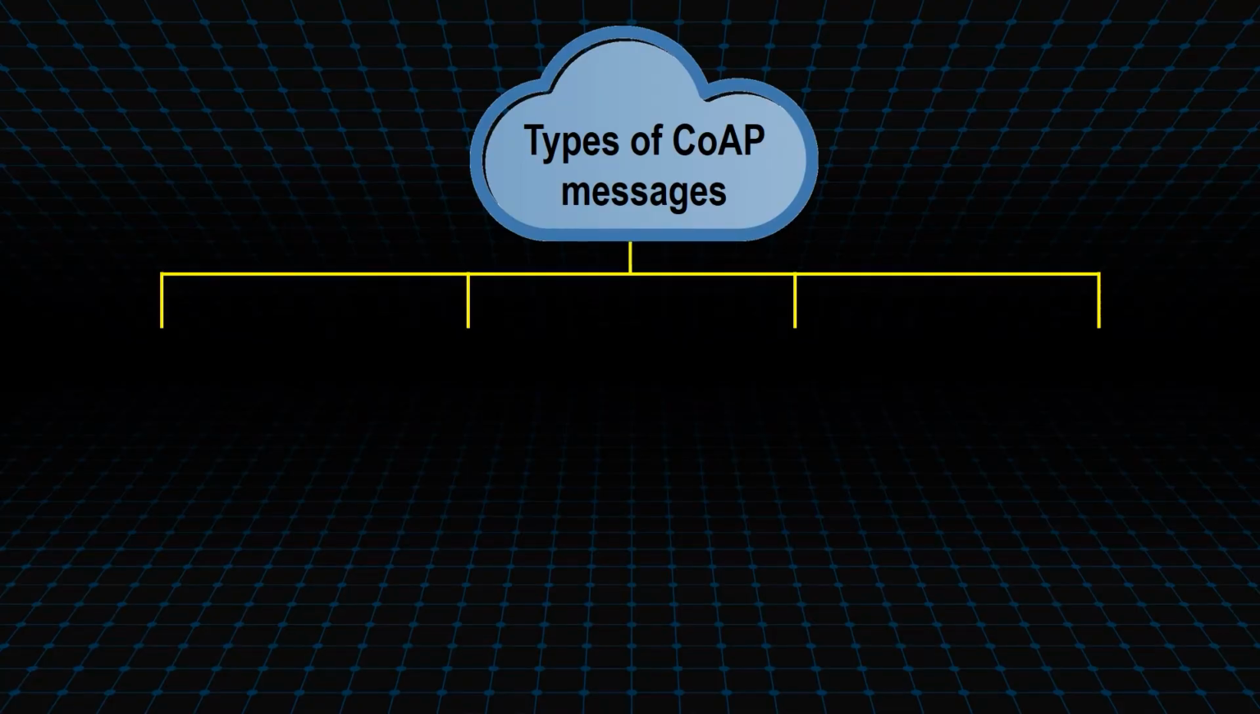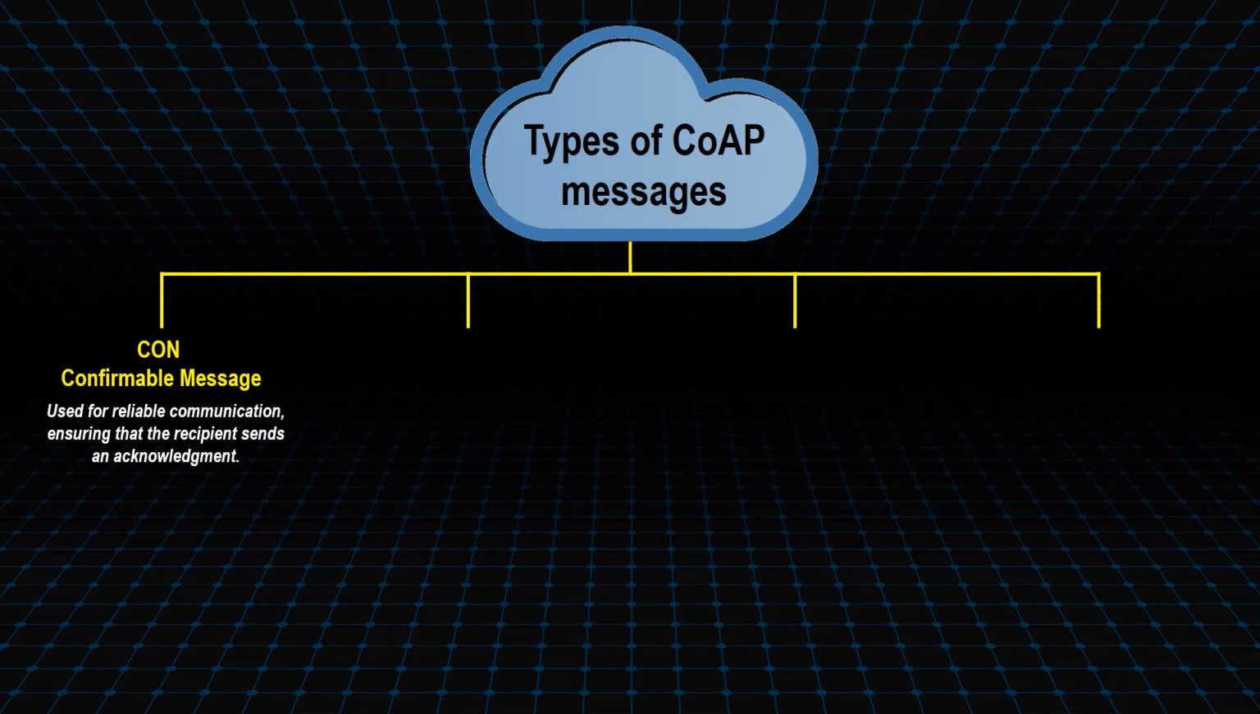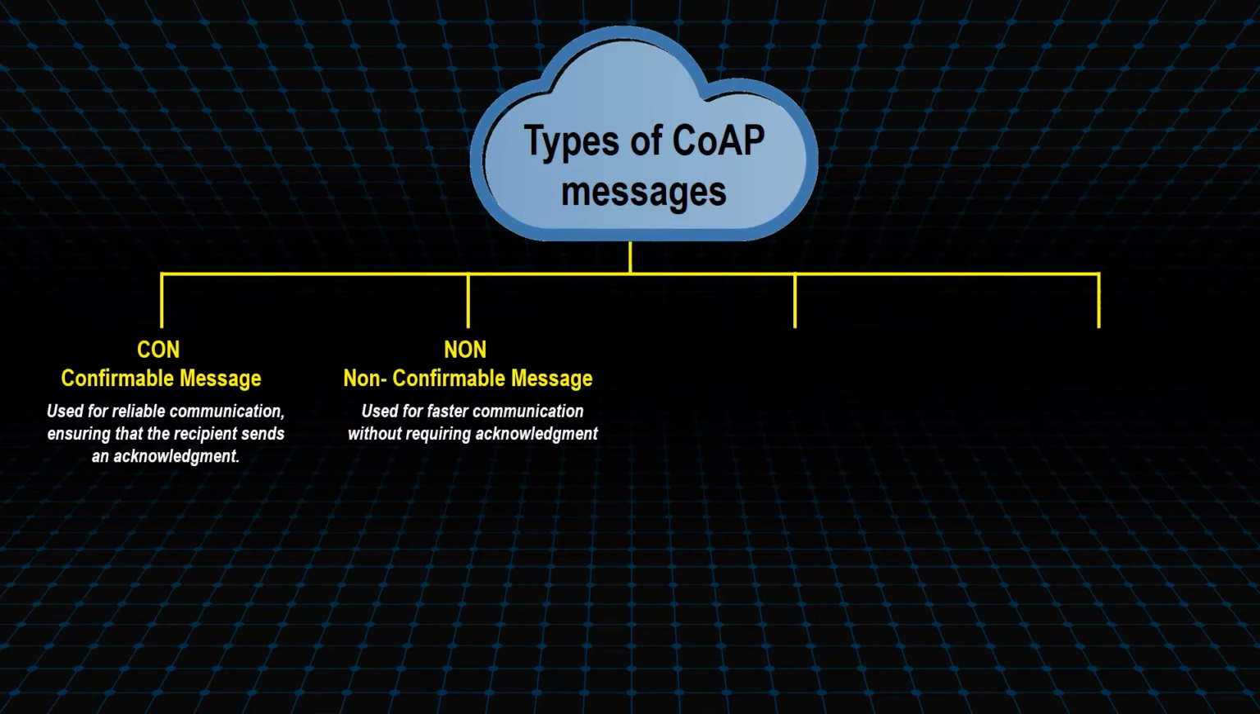The four primary types of CoAP messages are CON, that is the confirmable messages. CON messages are used for reliable communication, ensuring that the recipient sends an acknowledgement. NON, that is non-confirmable message. NON messages are used for faster communication without requiring acknowledgement.